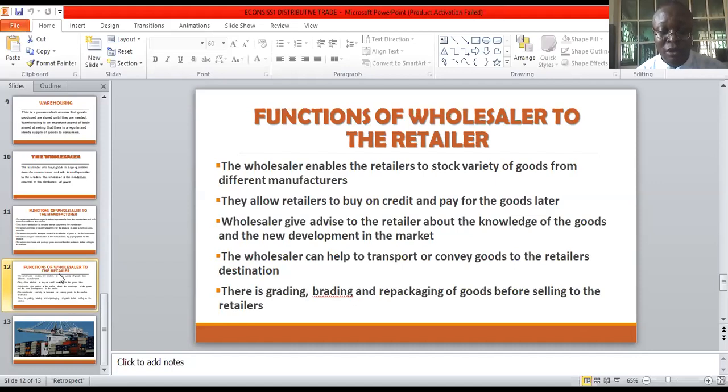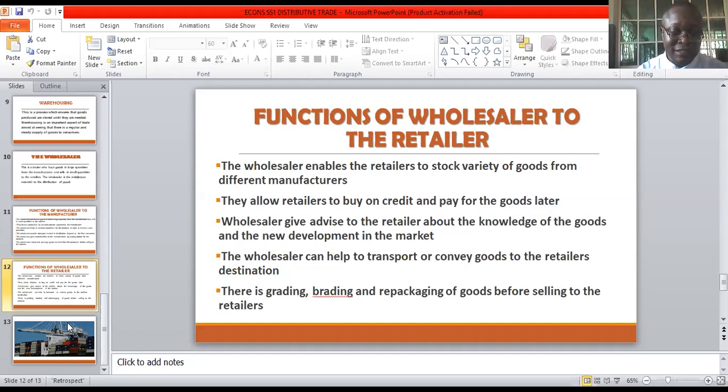So the last one is grading, branding and packaging of goods before selling to the retailer. The wholesaler needs to repackage the goods before they sell them to the retailer.